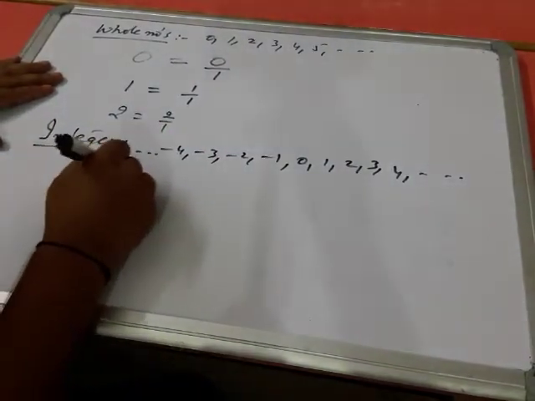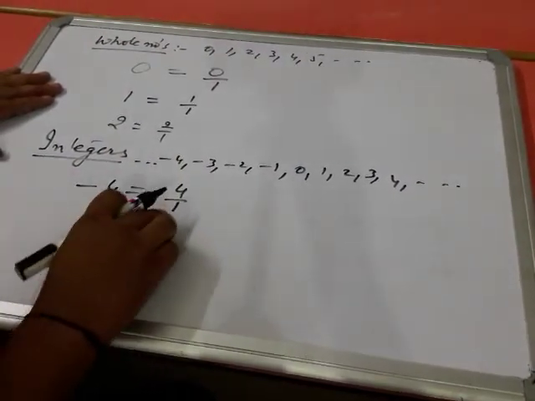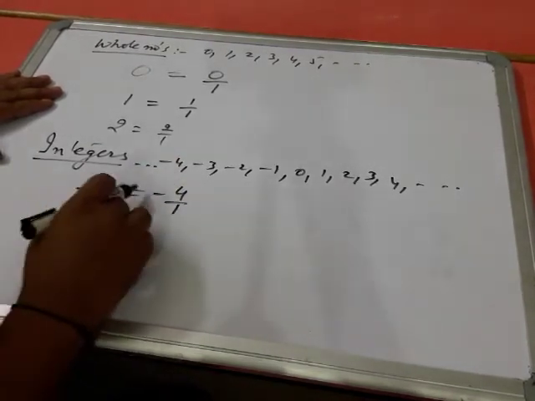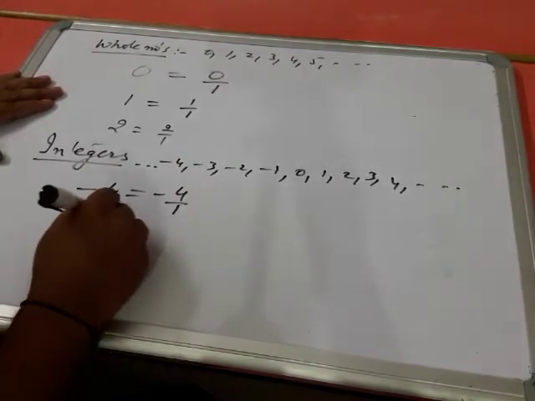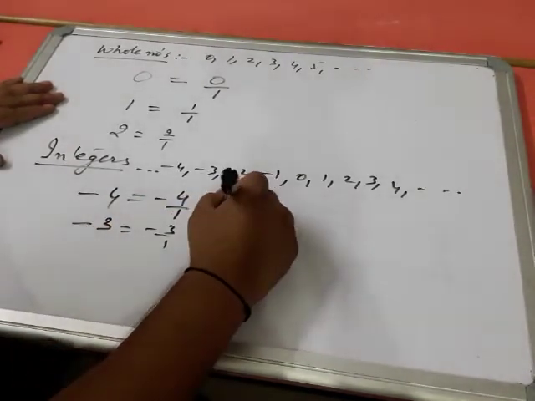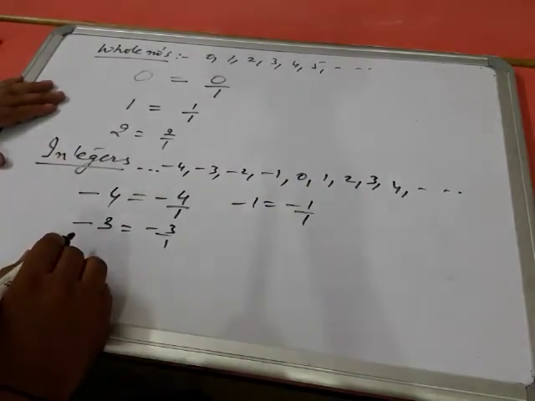Now, suppose -4. So, -4 can be written as -4 upon 1. Here it is expressed in the P upon Q form, where Q is not equal to 0. So, -4 is also a rational number. -3 can be written as -3 upon 1. -1 can be written as -1 upon 1. So, all integers are also rational numbers.